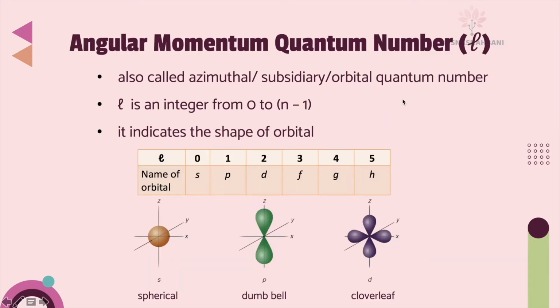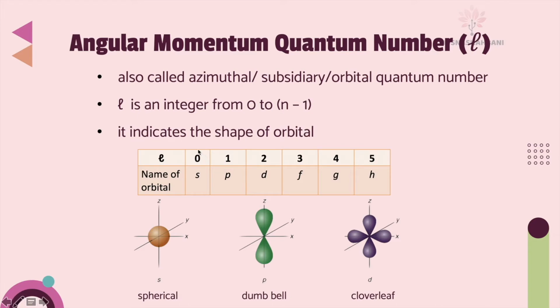Angular momentum quantum number, symbol L, also called azimuthal or subsidiary or orbital quantum number. The value of L is an integer from 0 to n minus 1. So it cannot be negative, it must be 0 to n minus 1. It indicates the shape. Angular momentum quantum number shows the shape of the orbital.